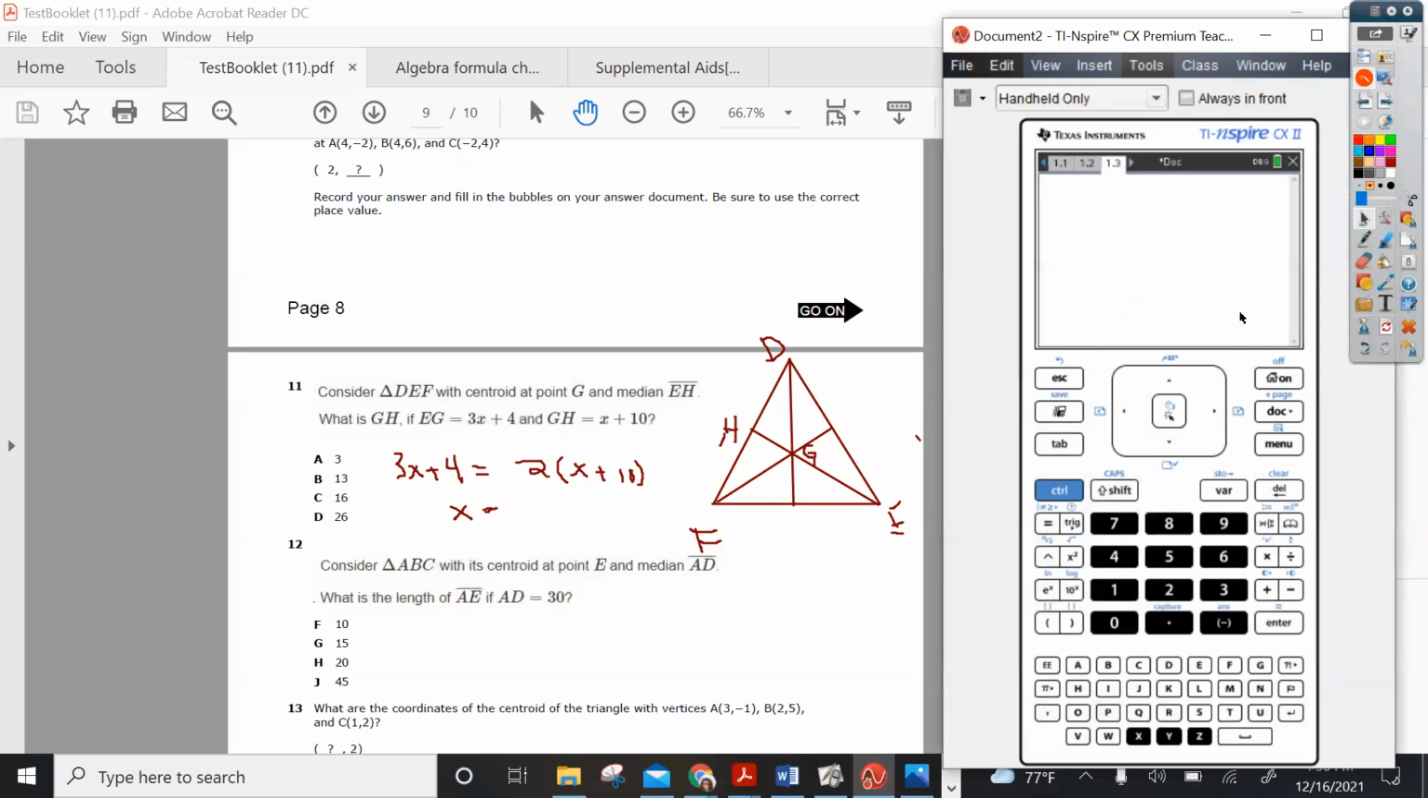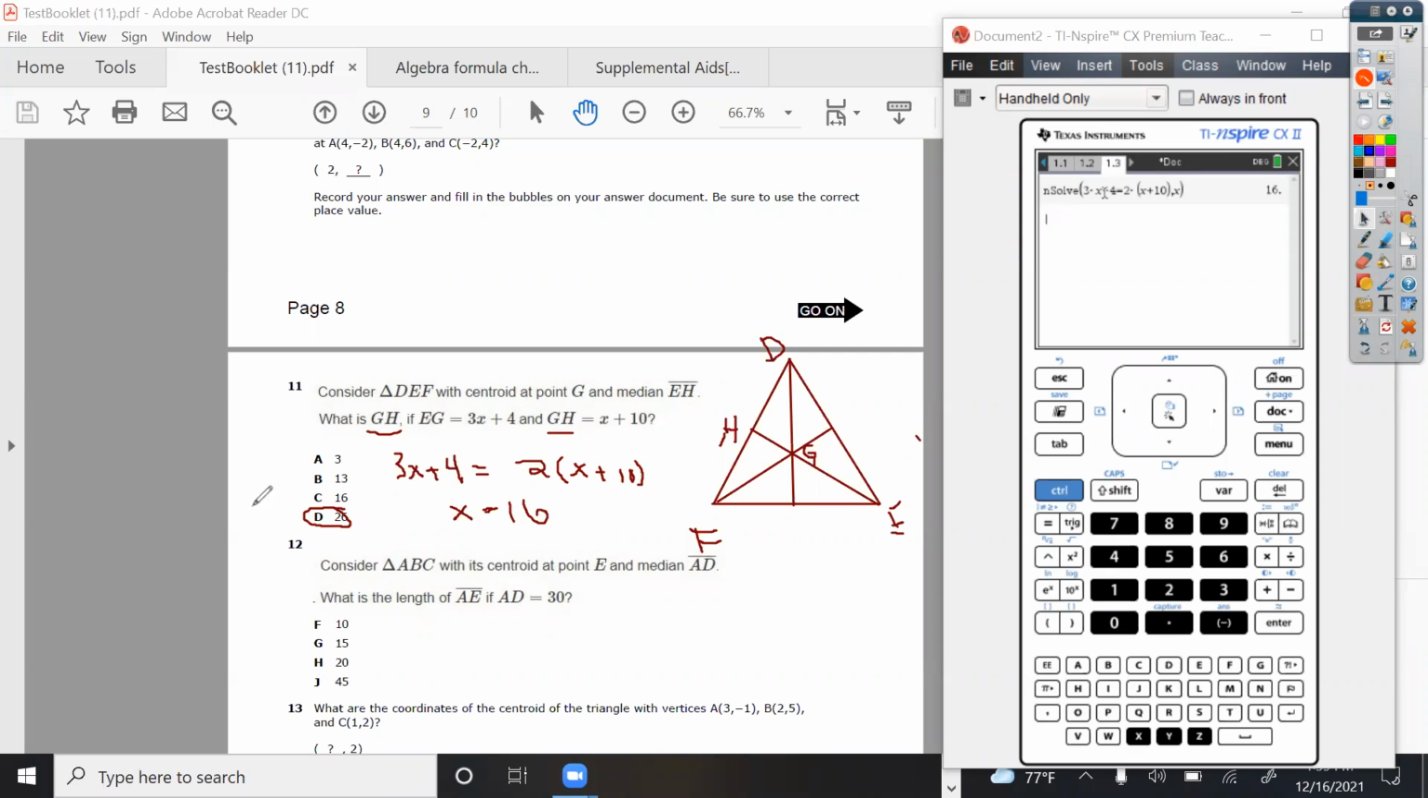So calculator, menu, algebra, numerical solve, 3x plus 4 equals 2(x plus 10), comma, x. It's kind of hard to see. It says 16. So x equals 16. Then it wants us to find GH, which is 16 plus 10. 16 plus 10 is 26.